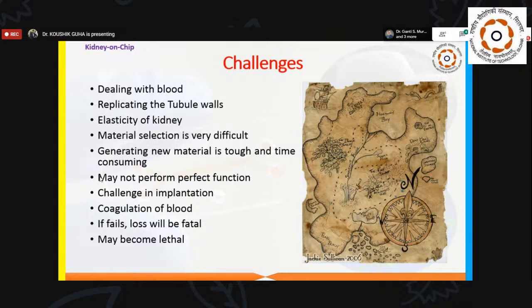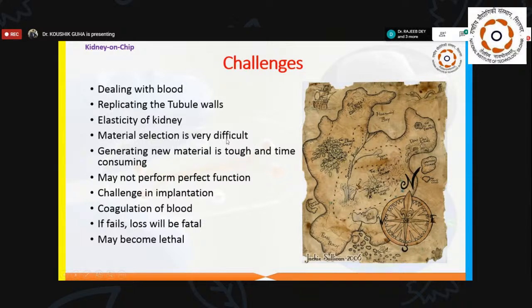In replicating the tubule walls, it is very, very difficult, because the tubule wall is a very thin, helix type of structure, very complex. So fully replicating this type of structure inside our body is one of the challenges. In elasticity of the kidney, material selection is very, very difficult. That material should not react to any body function, any cells, otherwise it will lead to the death of the patient. So that's why material selection is very, very important.